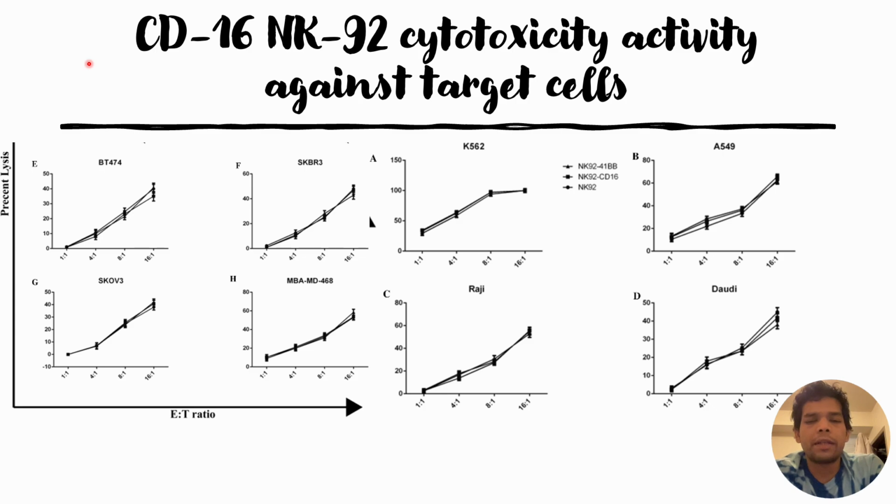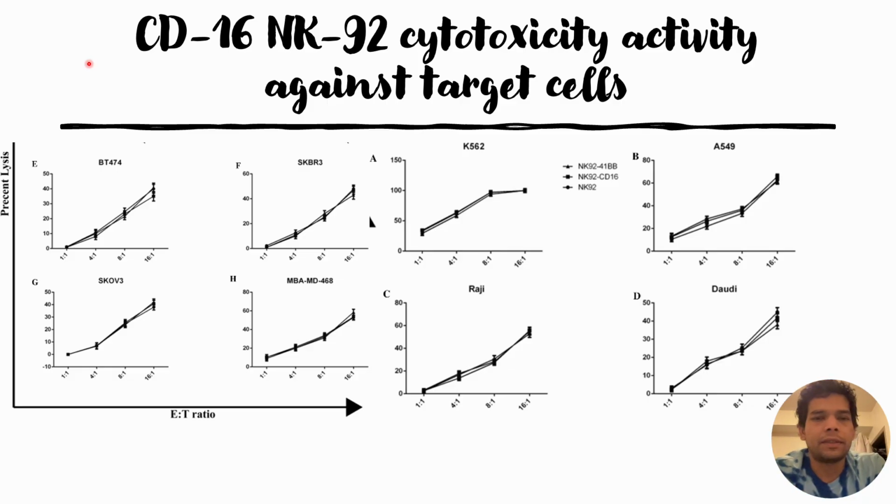In order to do that, they selected different kinds of target cells such as K562, A549, Raji cells, Daudi cells, BT474, SKBR3, SKOV3, and MD458, which is a kind of breast cancer. These last two are kinds of breast cancer.